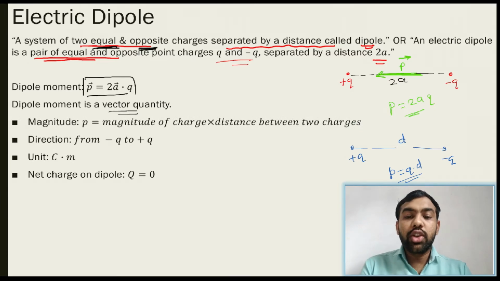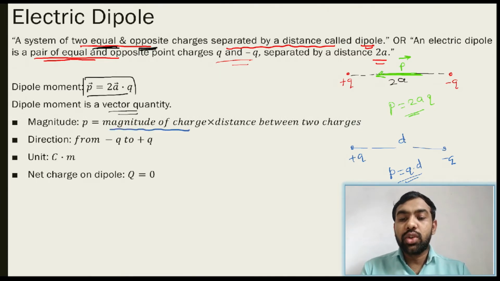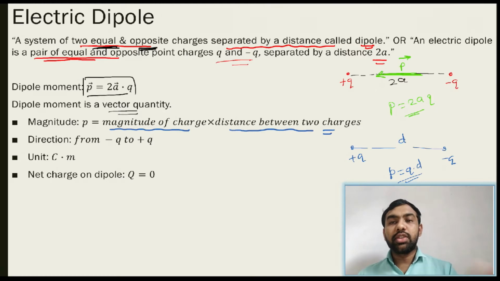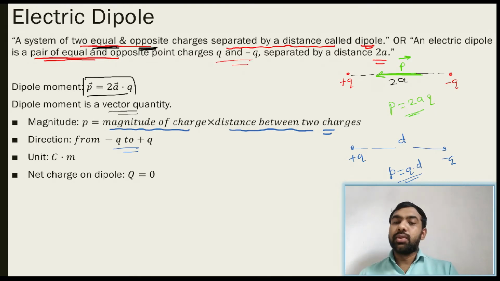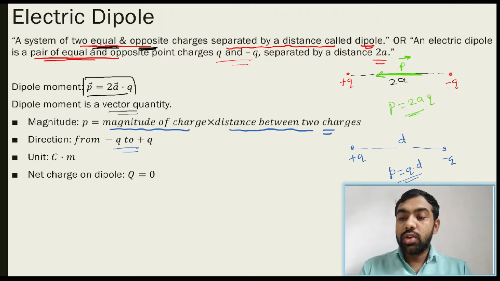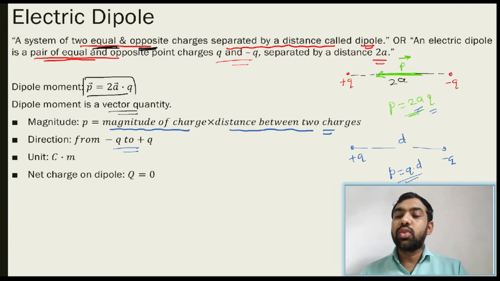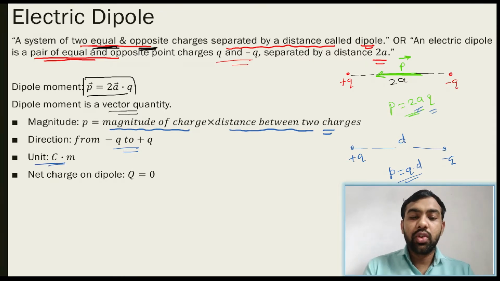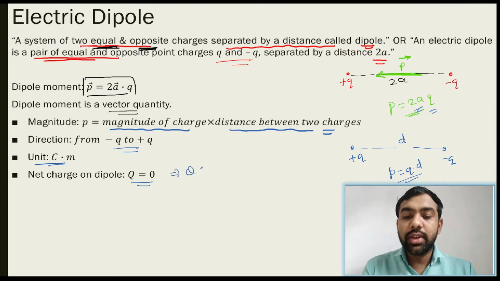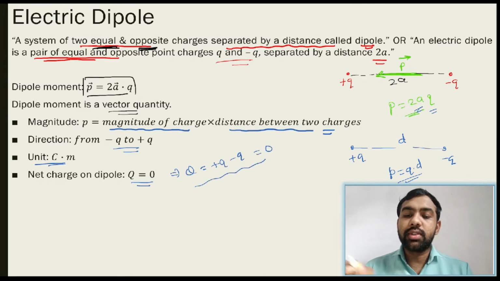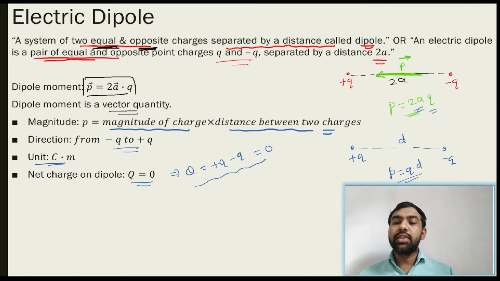So magnitude is the magnitude of a charge into the distance between the two charges. If it is 2a, then 2a. If it is d, then d. And direction is from minus q to plus q. What is the unit? The unit of 2a is meter and the unit of q is coulomb, so the unit is coulomb into meter. What is the net charge on a dipole? Net charge is plus q plus minus q, which is 0. Net charge is always 0.